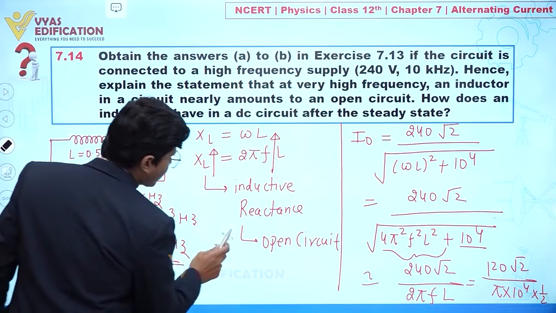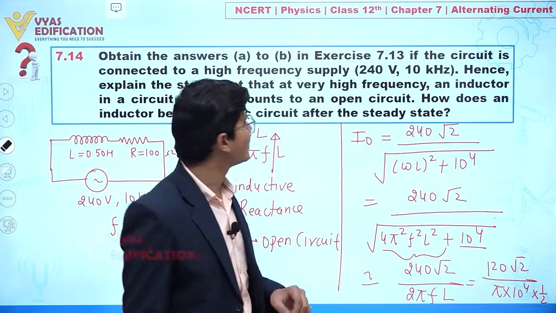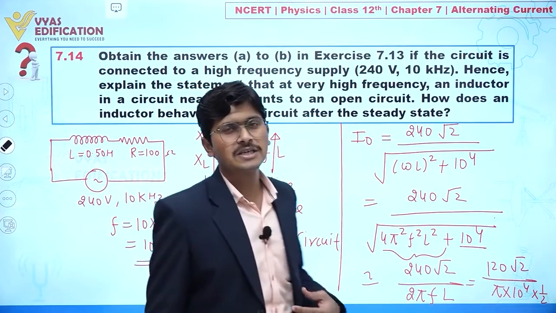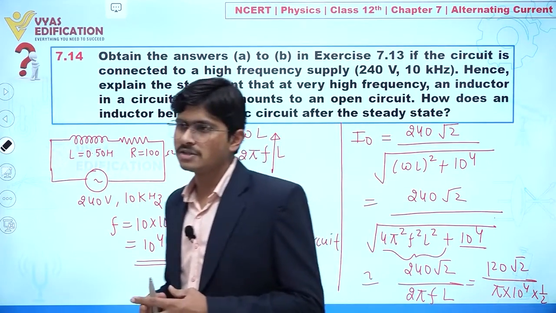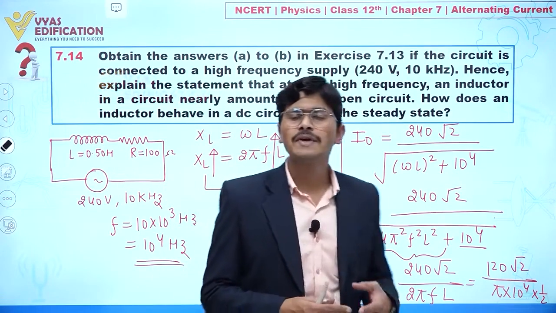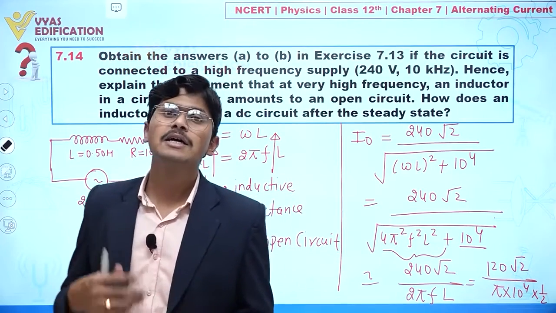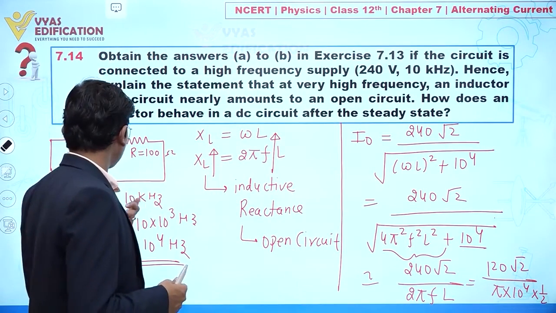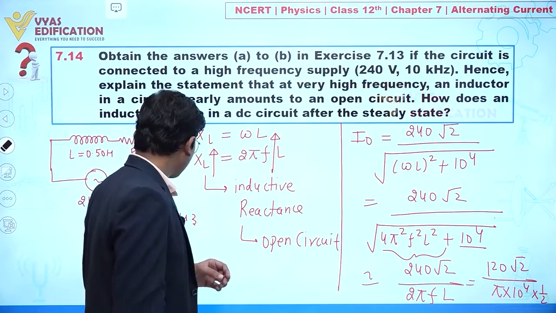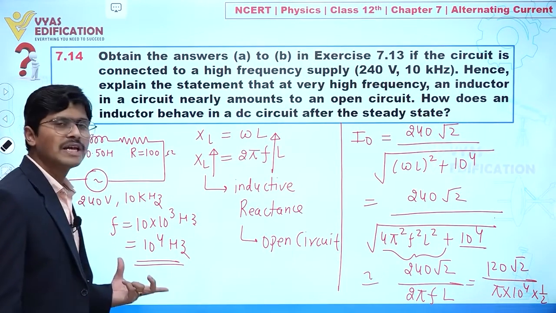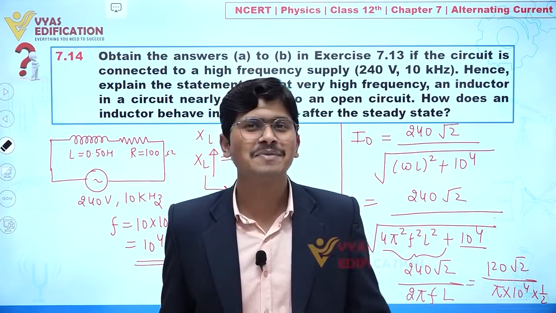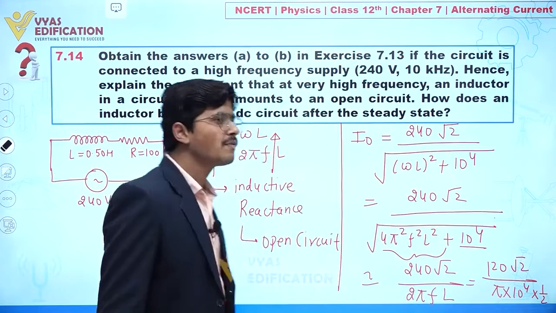Yes. So one more question is here: how does an inductor behave in a DC circuit after steady state? Suppose we just started and this is an LR circuit. Now suppose that instead of an AC supply I am providing a DC supply. For a DC supply the value of I is constant, or we can say the frequency is 0, because in DC we will not find a number of cycles completed in 1 second. So the frequency is 0.